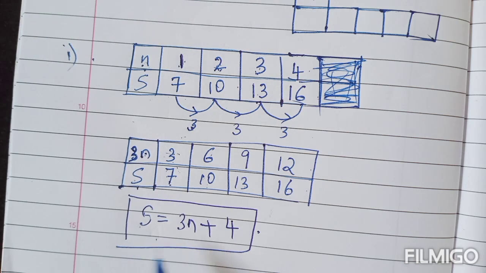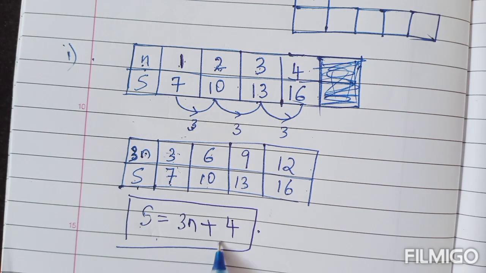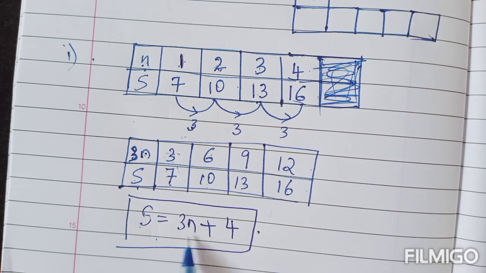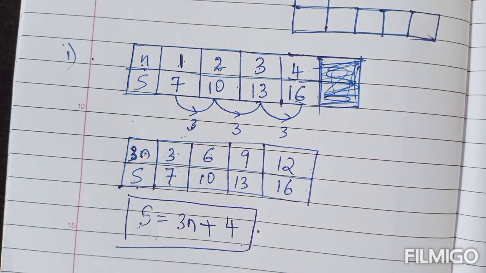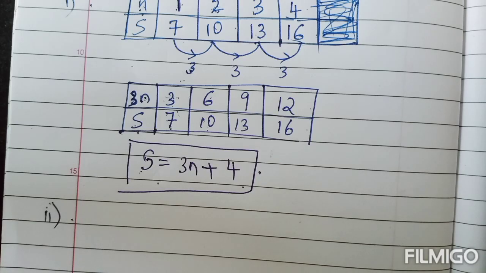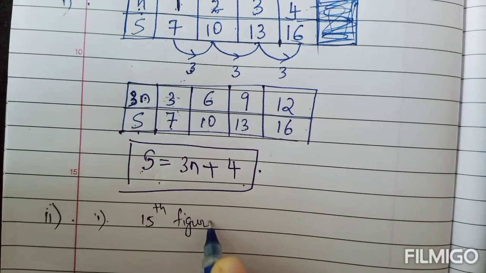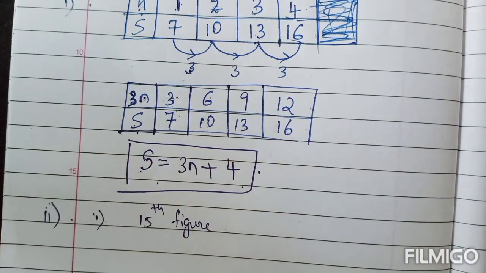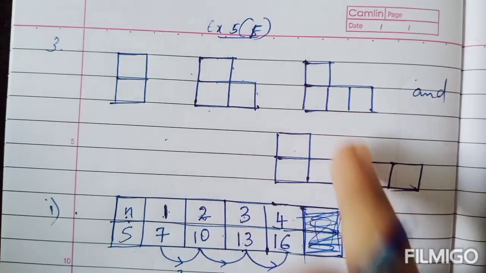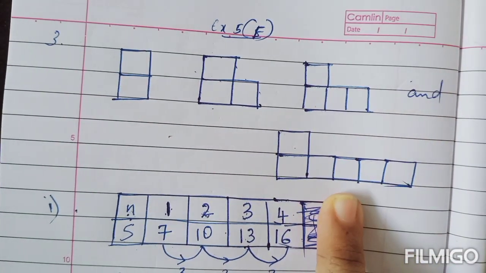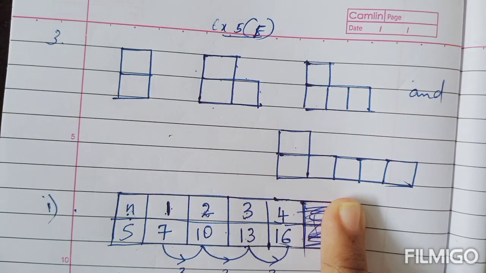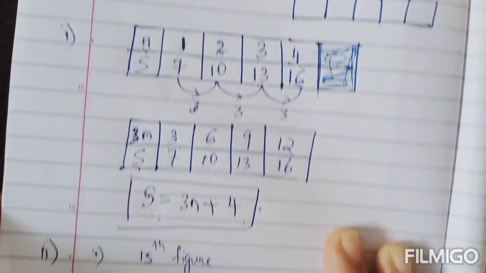Okay, we wrote s in terms of n. s നെ നമ്മൾ n ൻ്റെ ടേംസിൽ എഴുതി. s equal to 3n plus 4. Now in the second question, find how many matchsticks are required to make the 15th figure. In the 15th figure of this pattern, how many matchsticks will be used? That you have to find.